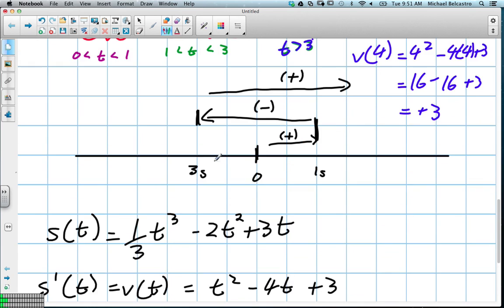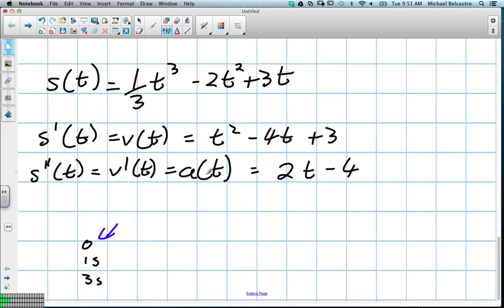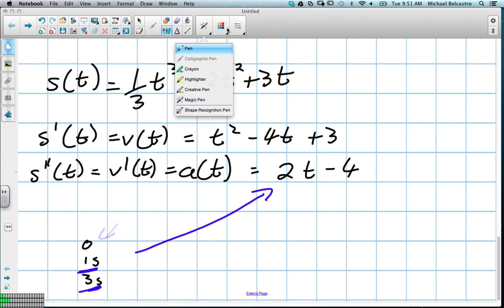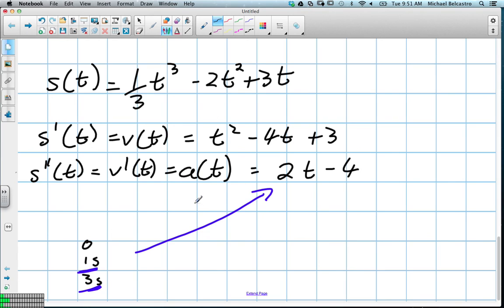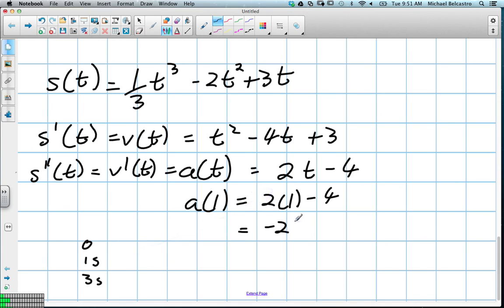We have our velocity, we have 0. Oh, did we plug in 0 above? No, we never did. So let's just focus on 1 and 3, and we'll see what they give us. We're going to plug the value of 1 into our acceleration to see what's happening at that point in time. So in terms of acceleration, at 1 second, we have 2 times 1 minus 4. So it gives us -2.